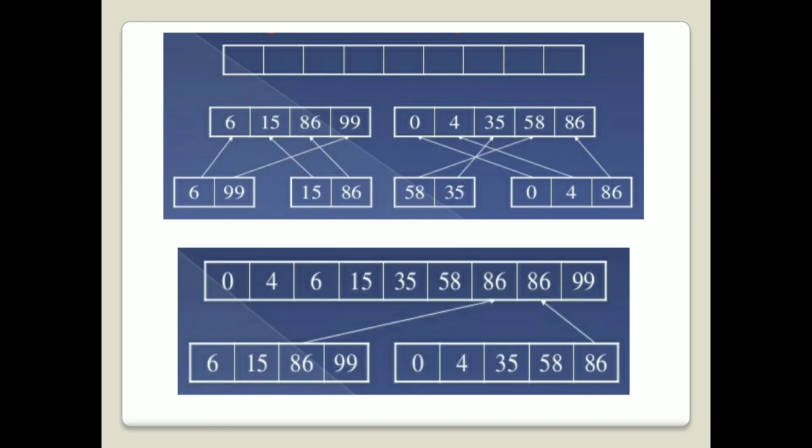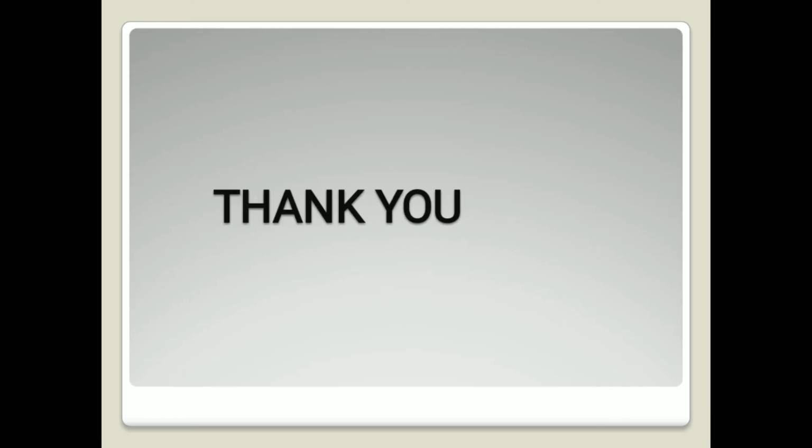Again compare the next two arrays, that is 6, 99, 15 and 86. Then put the elements in sorted order, that is 6, 15, 86 and 99. Then compare 58, 35 and 0, 4, 86 and write the elements in sorted order, that is 0, 4, 35, 58 and 86. Then again compare the last two arrays and write the elements in sorted order. So this is the resultant array. That's all about merge sort.